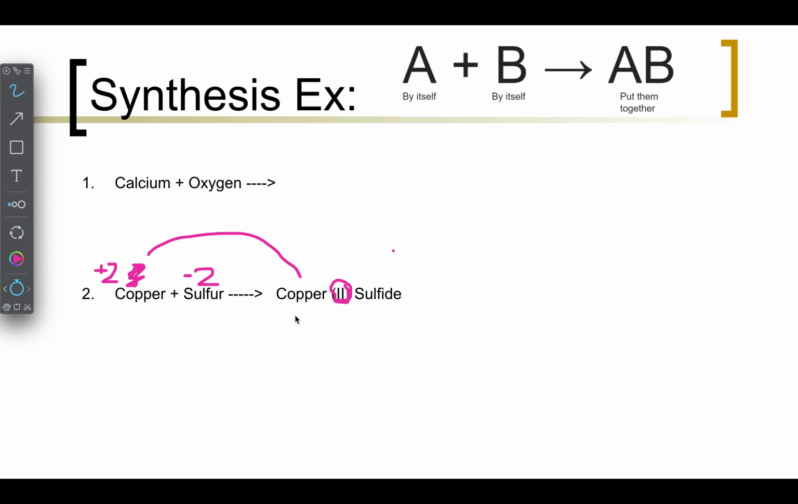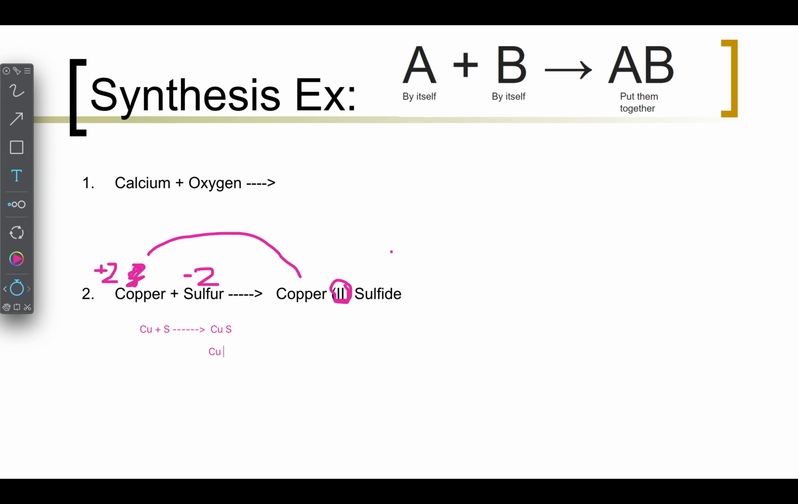So step 3 is to figure out the basic equation. Nothing's really balanced yet. We're just trying to figure out the basic equation. So we have copper plus sulfur goes into CuS. So that's our basic equation. And then we want to make sure our charges are balanced.